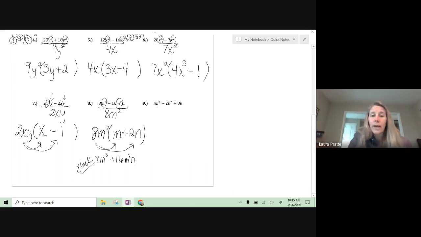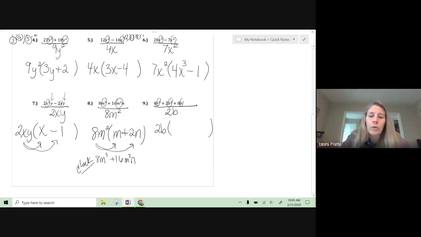And finally, we have our last problem here, number 9. So we have 3 numbers this time to find the GCF for, 4, 2, and 8. All of those are divisible by 2, and they also all have some form of a b variable. So the smallest of the b's is just that single b there, so 2b would be our GCF, and then we're going to divide each of those terms by 2b.